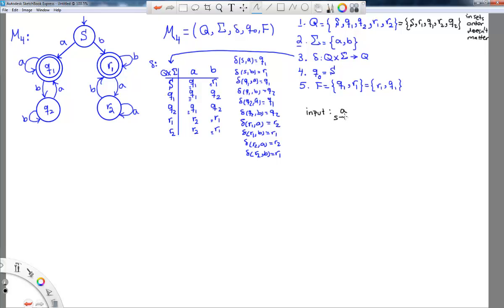So it started in S. When we see A, we go to Q sub 1, so we accept it. What if the input is AA? We start in S. With A, we go to Q sub 1. With another A, we stay in Q sub 1, so we accept it.